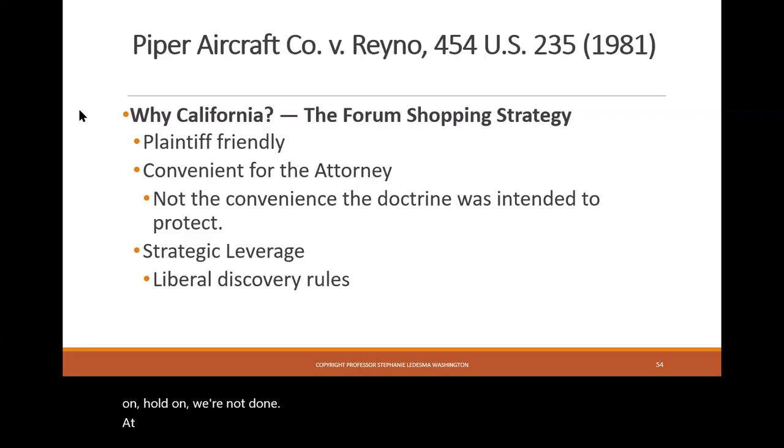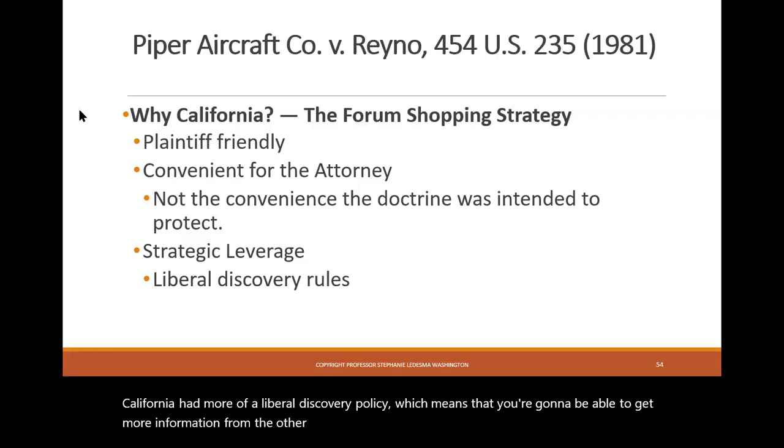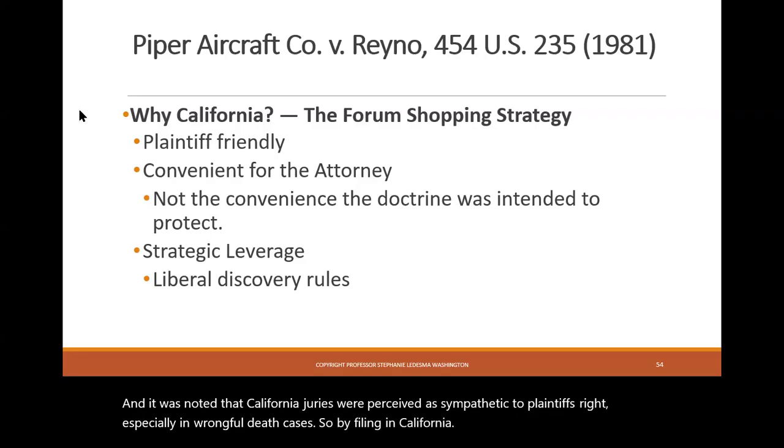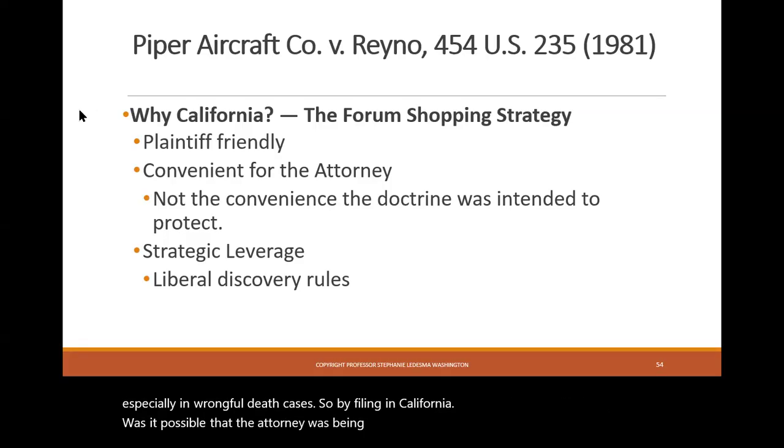At the time, California had more of a liberal discovery policy, which means that you're going to be able to get more information from the other side as part of trial preparation, which is going to support an even larger, more generous damage award. And it was noted that California juries were perceived as sympathetic to plaintiffs, especially in wrongful death cases. So by filing in California, was it possible that the attorney was being zealous and just trying to get the best damage award for their client? Was that beyond the expectation of what we mean by zealous representation, entering into the land of forum shopping?